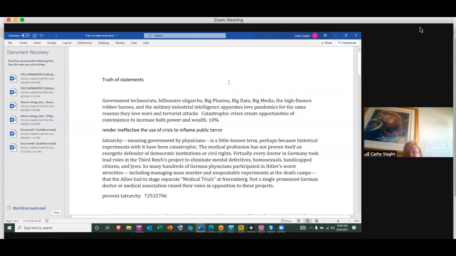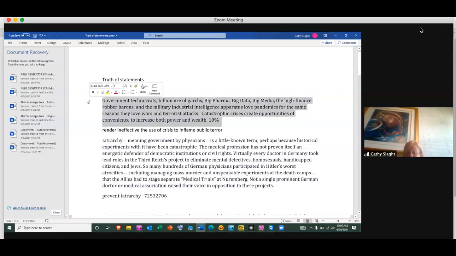The first thing, I tested this out for truth, and it was interesting. It came in about 10% true. He said government, technocrats, billionaire oligarchs, big pharma, big data, they like catastrophes because that makes them more money and gives them more power. I tested the truth of that, and it was about 10%. In my own personal opinion, the majority of mankind has love in their heart. They may not always access it, but it's there. So it could be that this pertains to a very small percent of human beings, but I just wanted to share that.